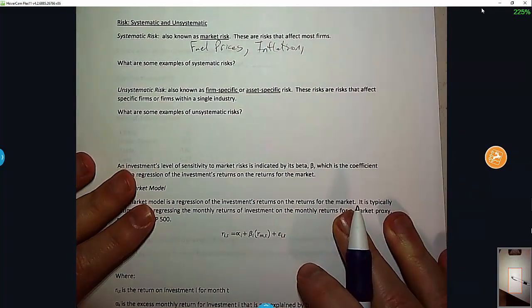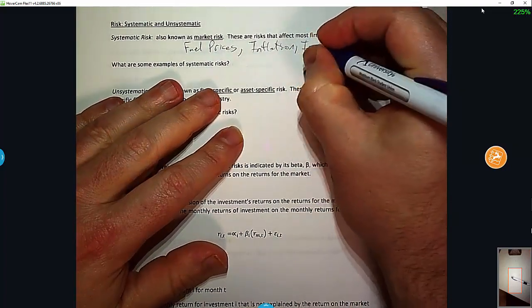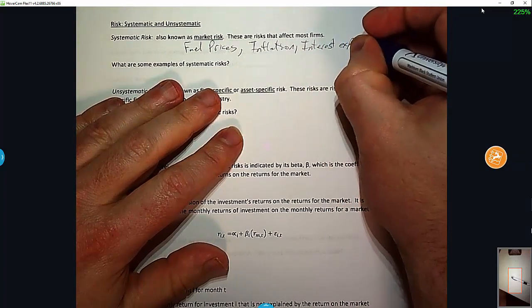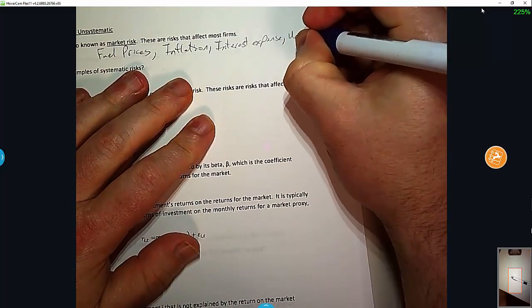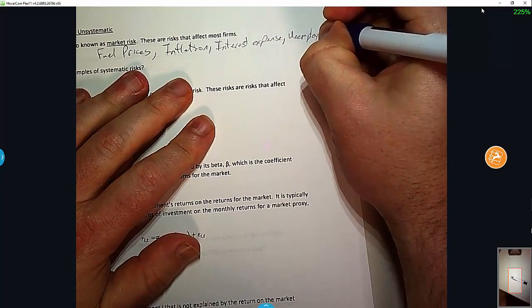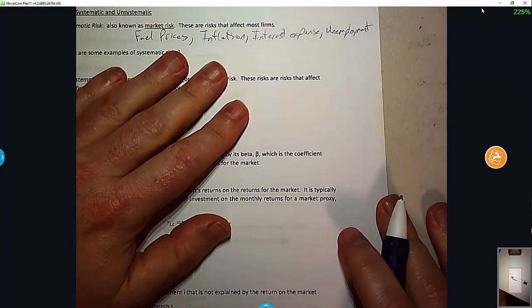That's a market risk for most firms. It affects most firms. Interest expense affects most firms. Unemployment affects most firms. And unemployment can be a positive for a firm or it could be a negative.